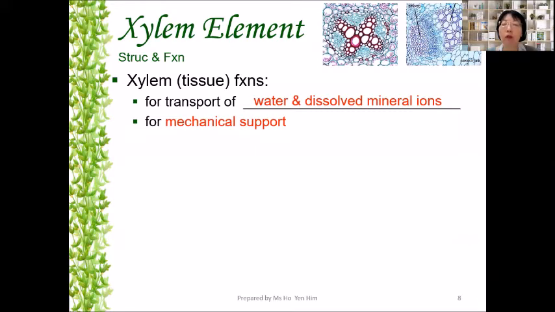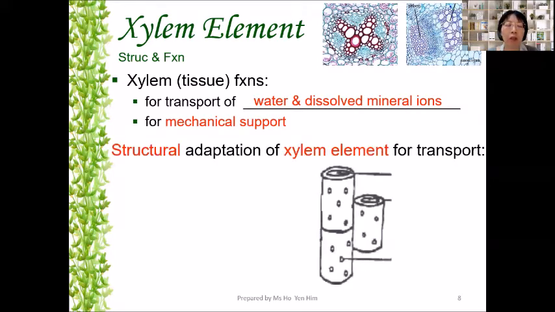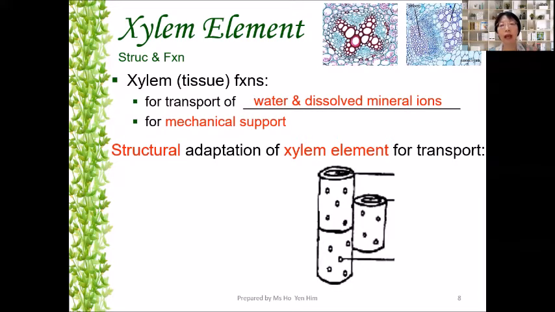And also, xylem's function is for mechanical support. Mechanical support means physical support. Later on, you will know why. Okay, so now we need to relate the structure of the xylem vessel element to its function. When I say xylem element, I'm referring to the cell. Element means what? Elementary means basic. So the basic structure of the xylem vessel is the cell. So basic, isn't it? Xylem vessel element, or xylem element, is actually the cell. So we're going to look at the structure of the cell and relate the structure to the function.